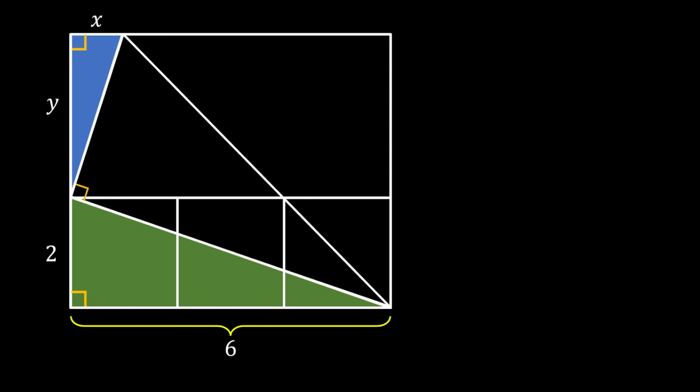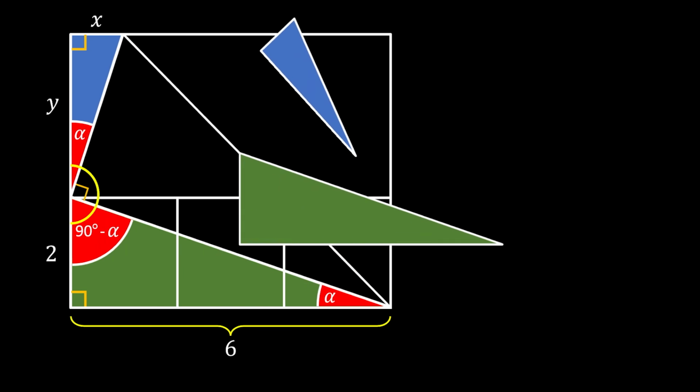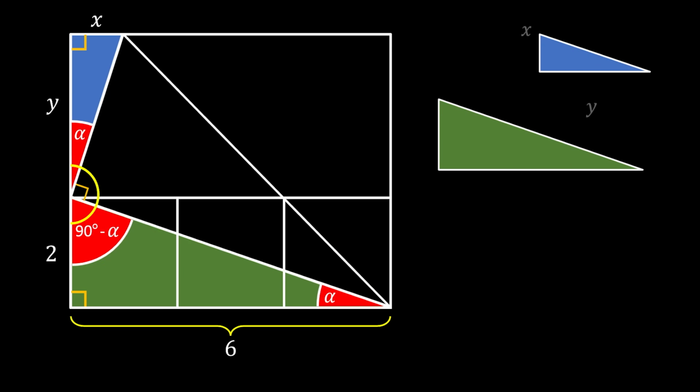Now, let's take a look at the acute angle of this bottom right triangle. We can label this angle as alpha, which means that the other acute angle must be equal to 90 degrees minus alpha, since this is the right triangle. But since this angle and the 90-degree angle together form 180 degrees with the acute angle of our upper blue right triangle, this will lead us to conclude that the acute angle of this upper blue triangle must also be equal to alpha, which in fact means that our blue and green triangles are actually similar.